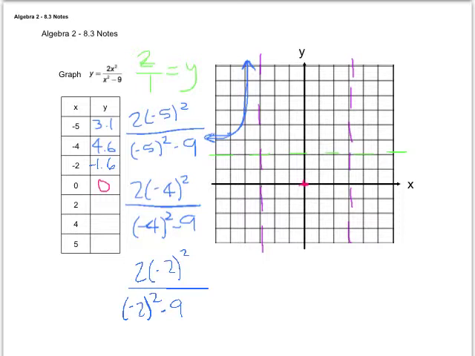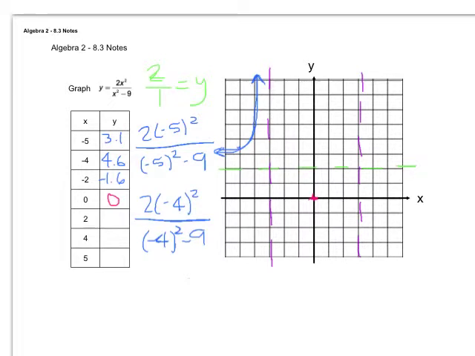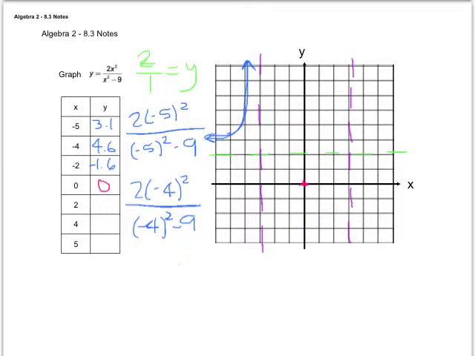Okay? And I'm running out of room, so I'm going to erase this. And then punch 2 into your calculator. You're going to have 2 times positive 2 squared over 2 squared minus 9. And so when you punch that in, you're going to end up with -1.6. And that takes care of your middle piece.